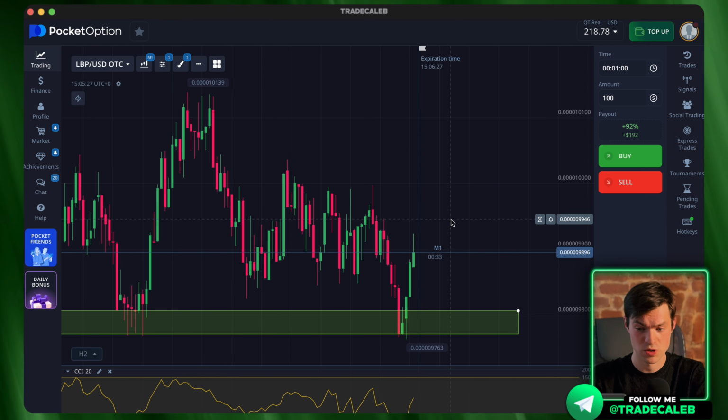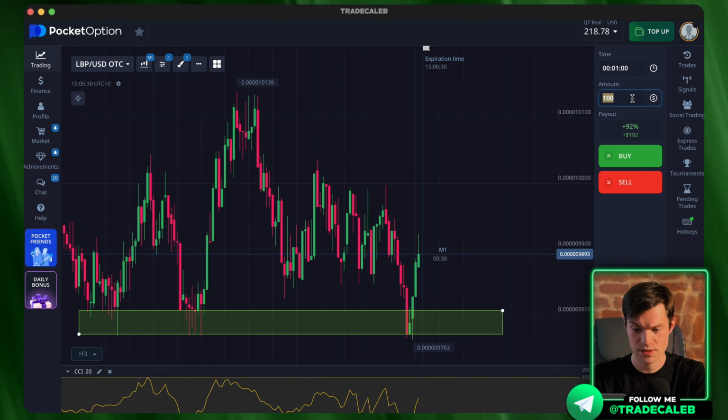That's great. Now we don't have to risk 100% of our balance. I will only lose half of my balance in one trade.